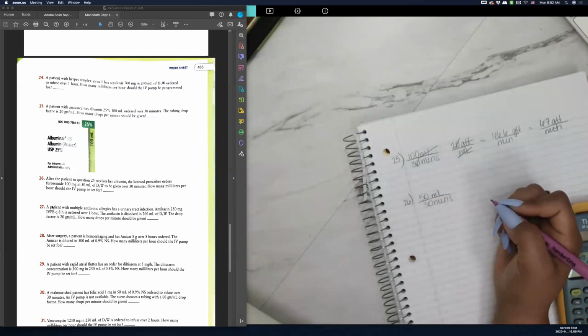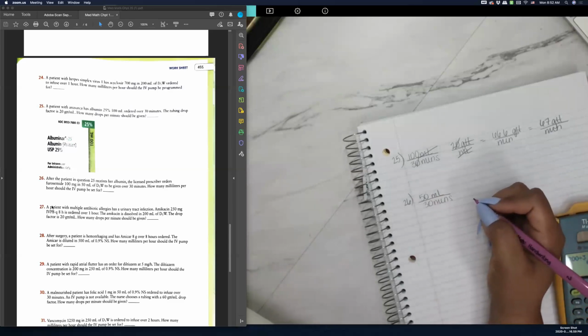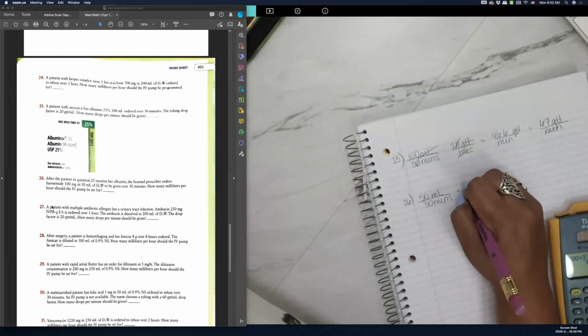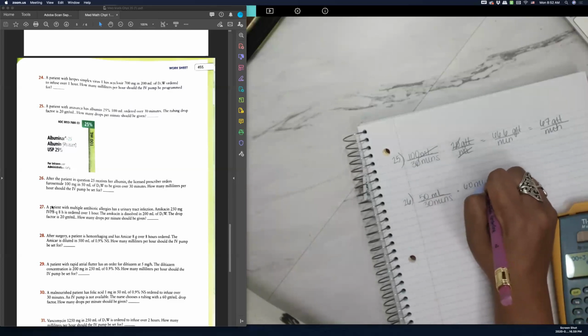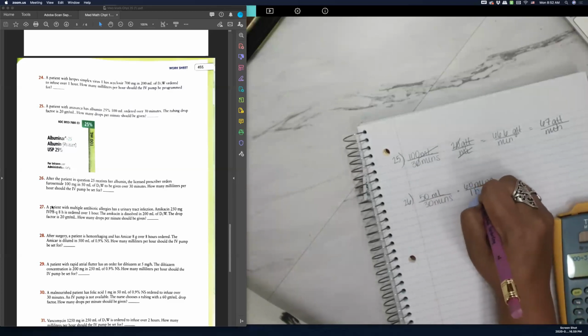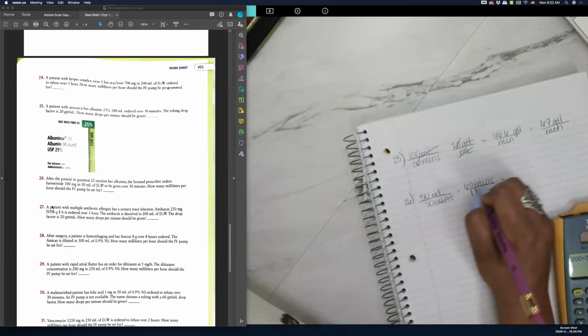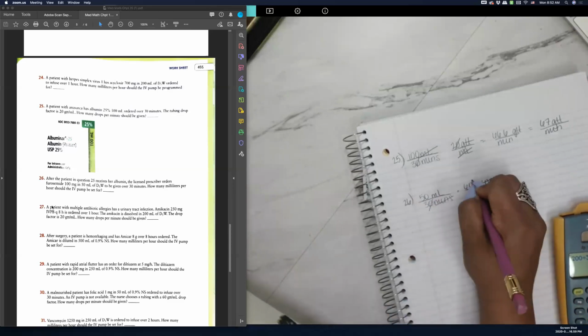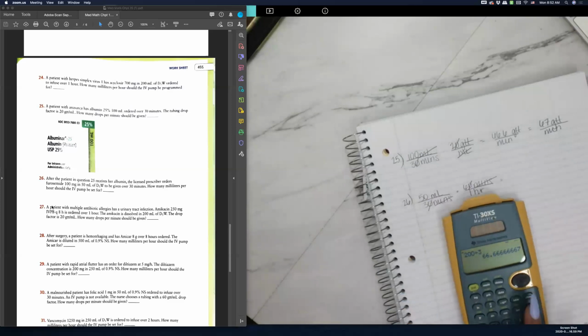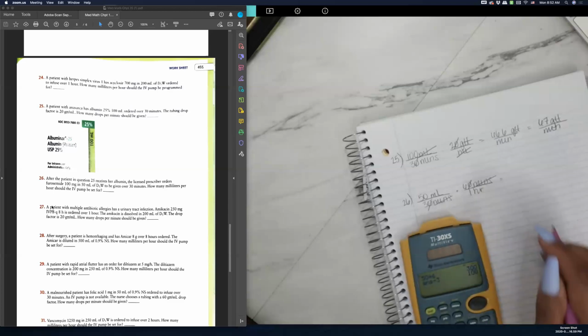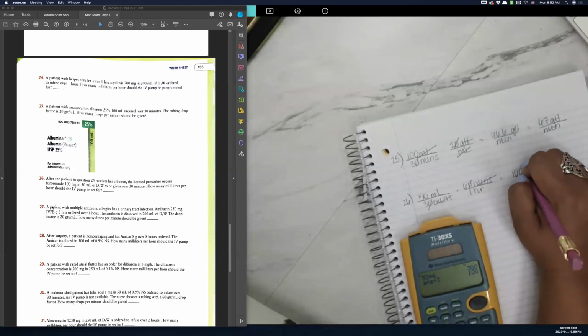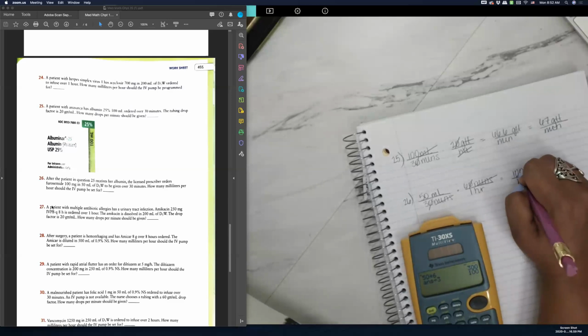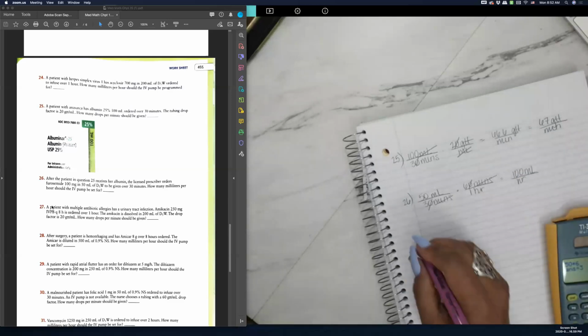But they're asking us for milliliters per hour. So we need to go ahead and convert 60 minutes per 1 hour. Cancel our unit of minutes. Cancel a trailing 0. So you're left with 50 times 6 divided by 3. And that's going to be 100 milliliters per hour. Okay, 27.